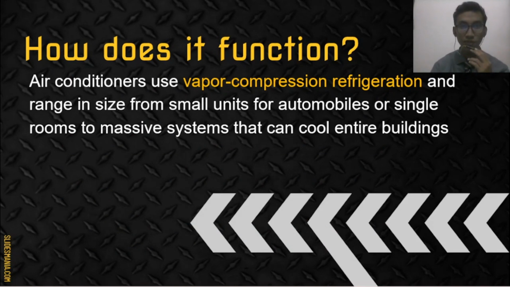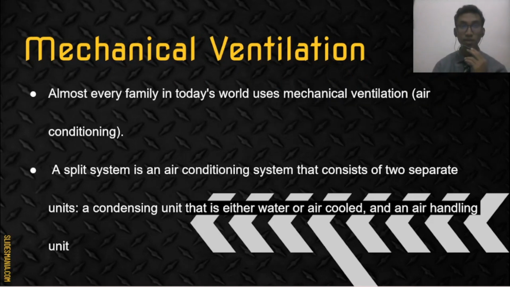Air conditioners use vapor compression refrigeration and range in size from small units for automobiles or single rooms to massive systems that can cool entire buildings. So, for our project, we use mechanical ventilation. Almost every family in today's world uses mechanical ventilation for air conditioning. It is a split system that consists of two separate units, a condensing unit that is either water or air cooled and an air handling unit.